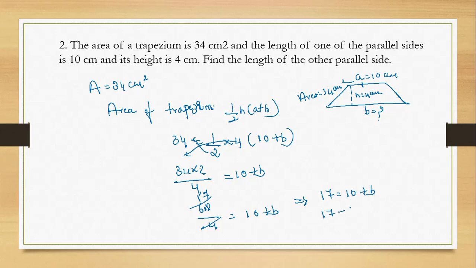We can shift this plus 10 to the other side, then it will become minus 10. So the answer will be 7. So the answer is 7 centimeter. We can write that the length of the other parallel side is 7 centimeter.